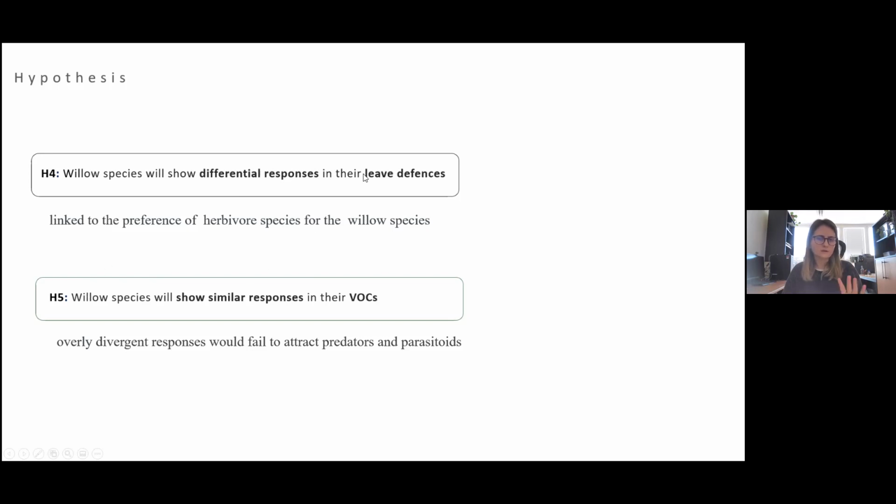So this is for the leaf chemistry, but when it comes to VOCs, we expected to see very similar responses, because having divergent responses in terms of VOCs could fail to attract predators and parasitoids.